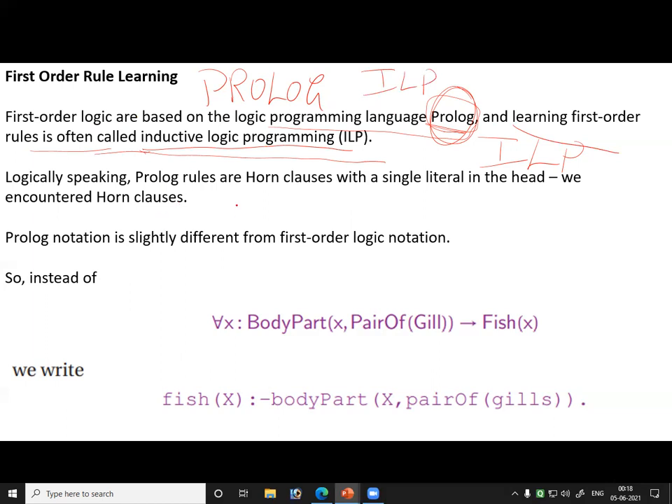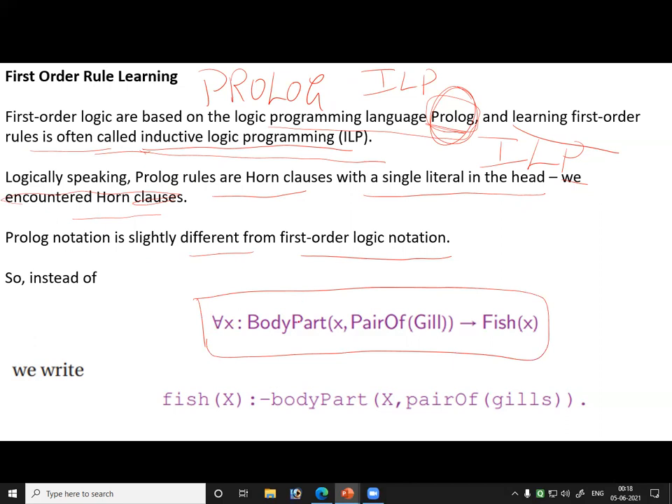Logically speaking, Prolog rules are Horn clauses with a single literal in the head. We already encountered Horn clauses. Prolog notation is slightly different from first order logic notation. See here, this is first order: body part of x comma pair of gill implies it is fish. What is the meaning of this?